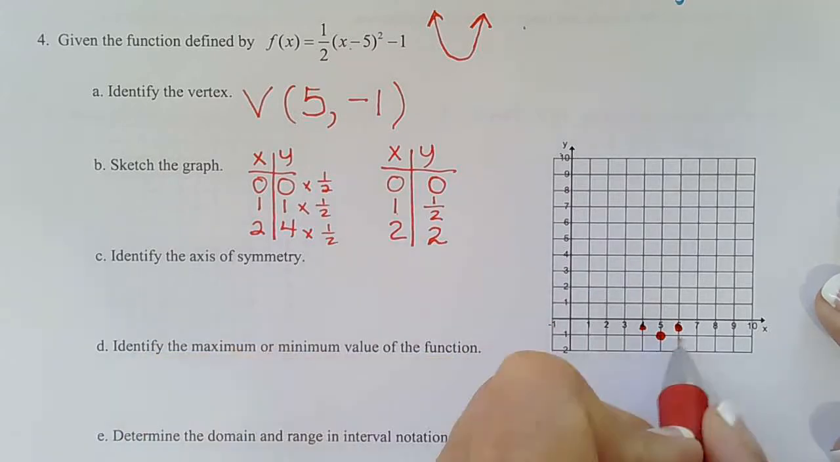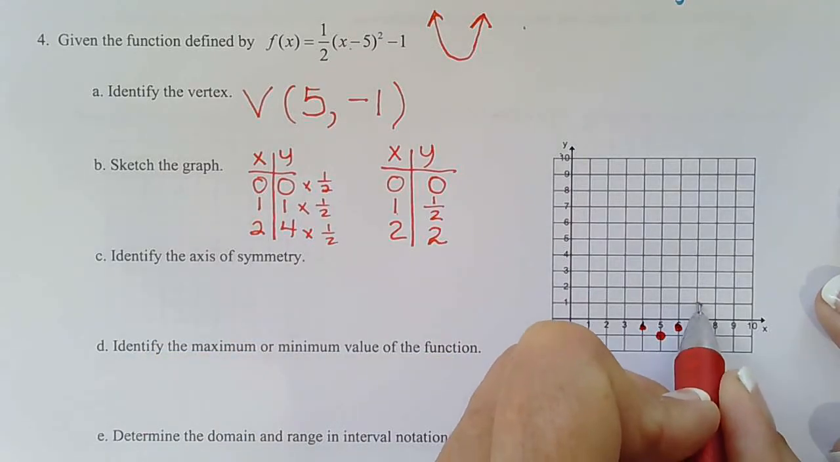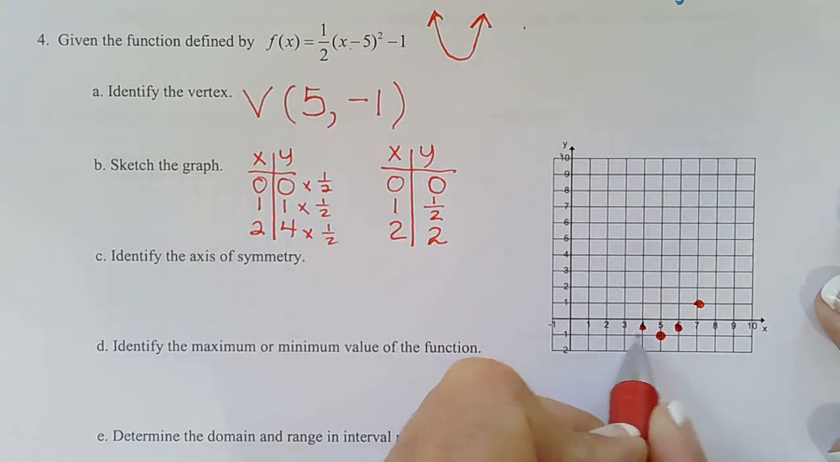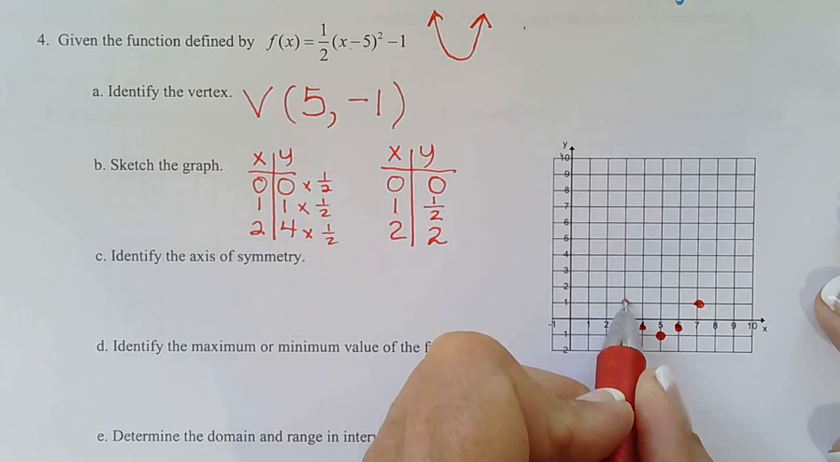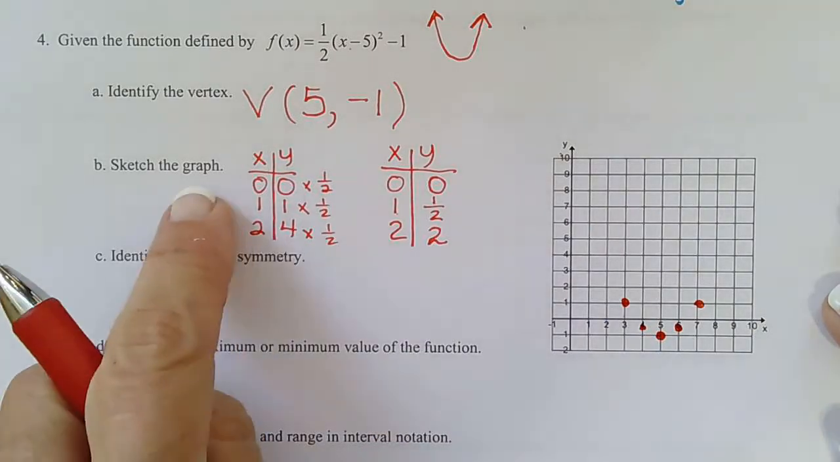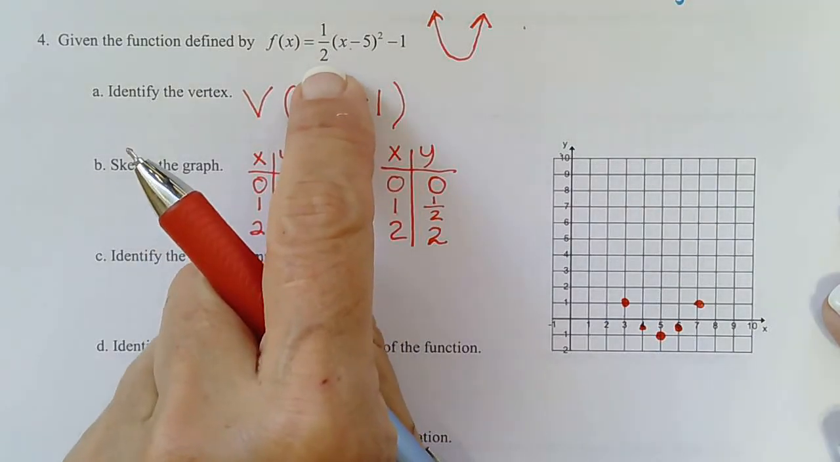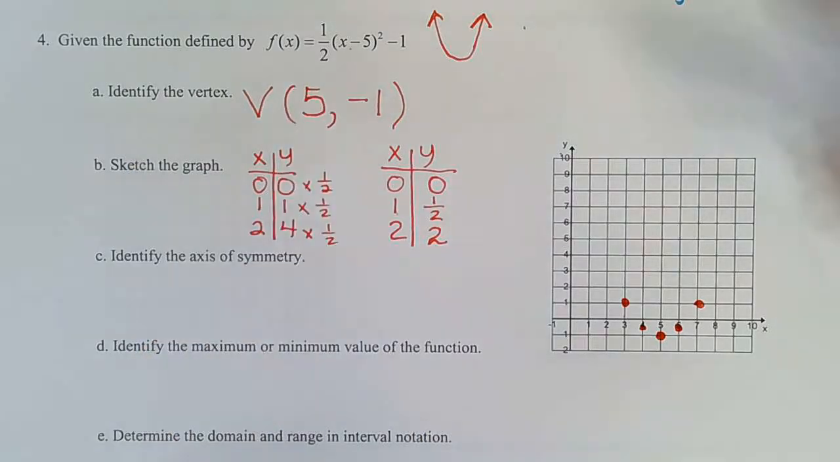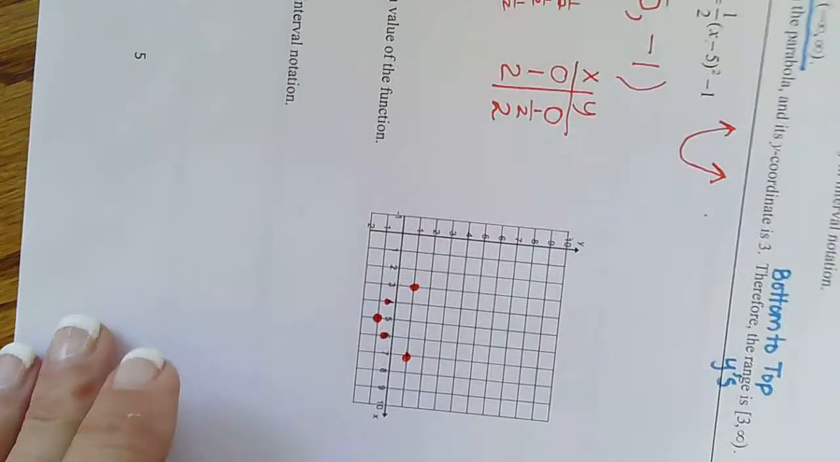This says go right 2, up 2 from your new vertex. Left 2, up 2 from your new vertex. And there is our most beautiful little wide parabola, because it's 1/2 in front. So let's go ahead and draw that.